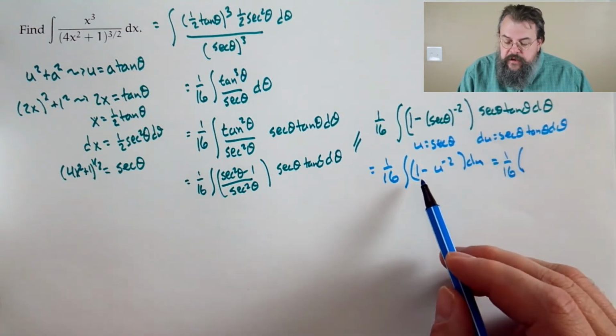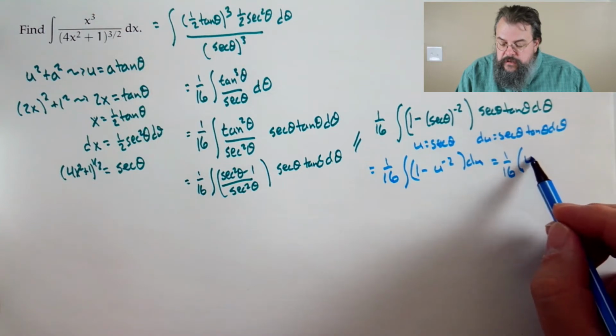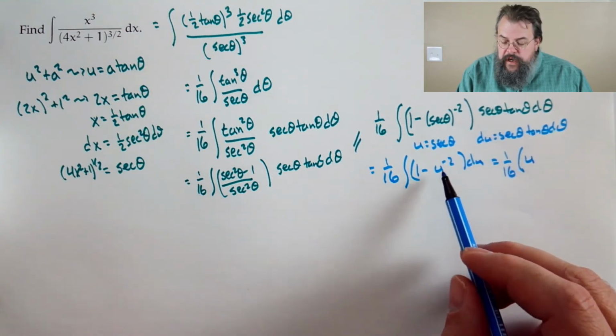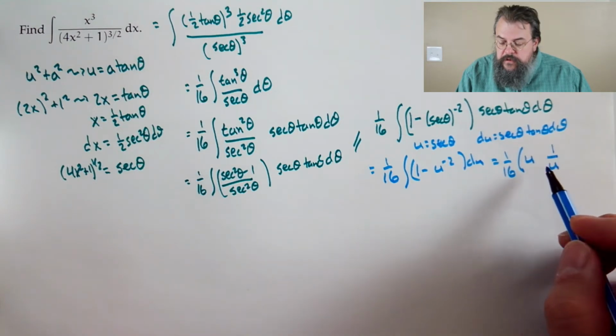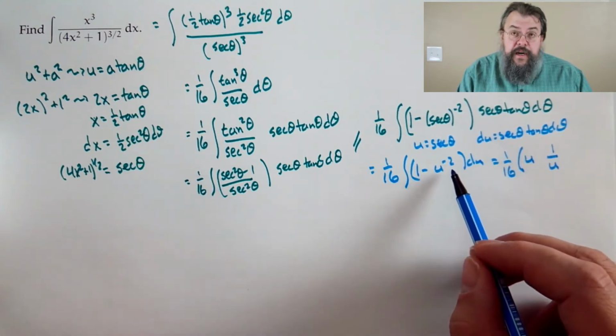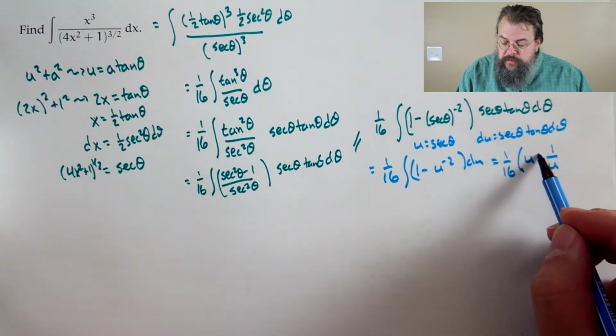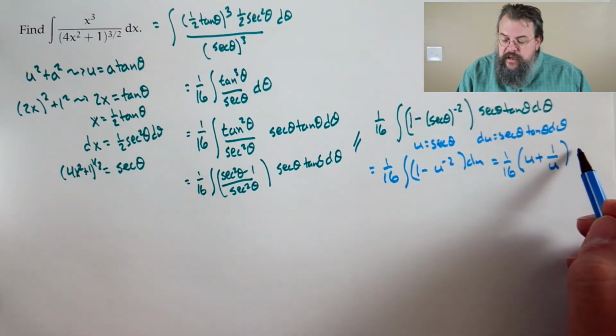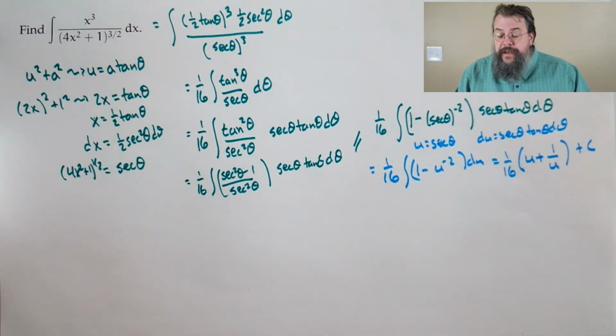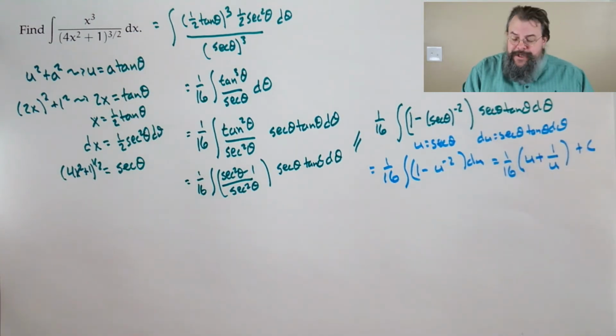And then here, integral of 1 is u. The integral of u to the minus 2, well, that's u to the minus 1. I can write that as 1 over u. And I have to divide by a minus. So originally it was being subtracted, so subtracting a minus makes it a plus. And there we go. Now we just got to work our way backward.